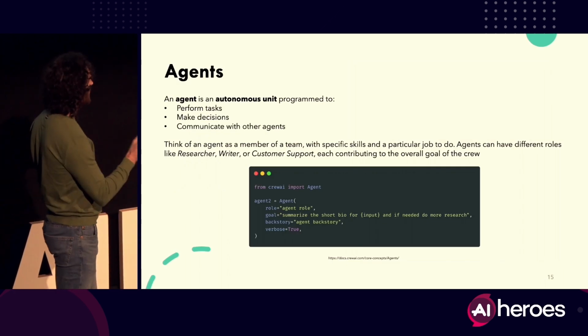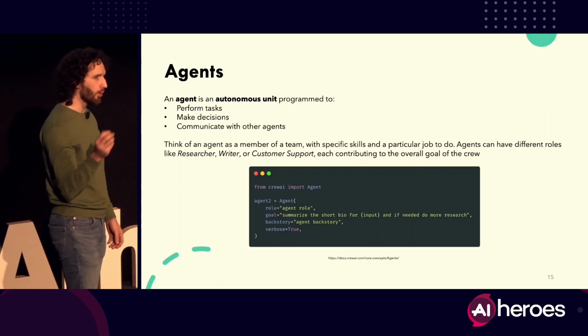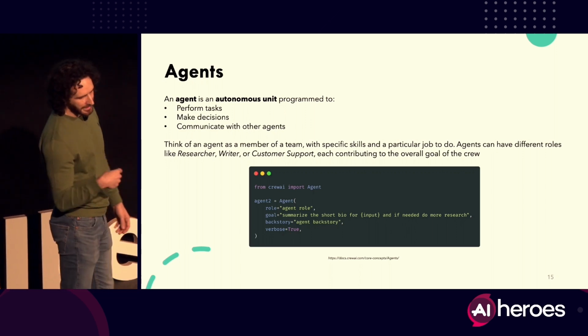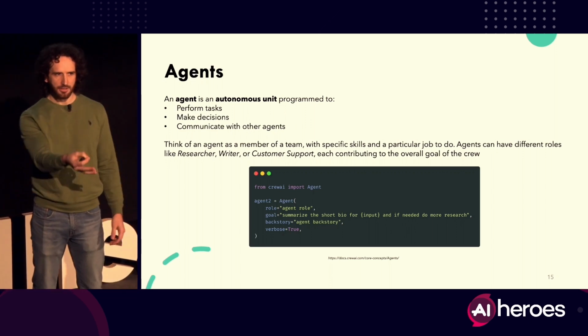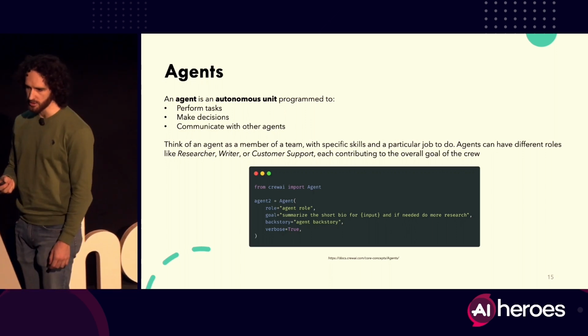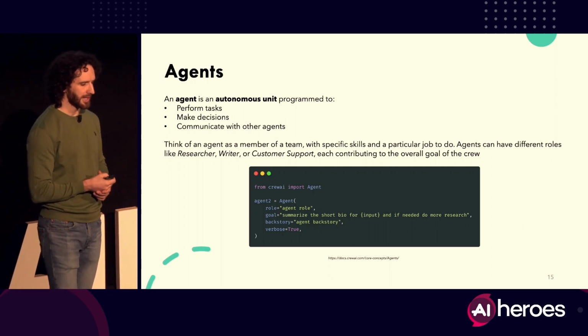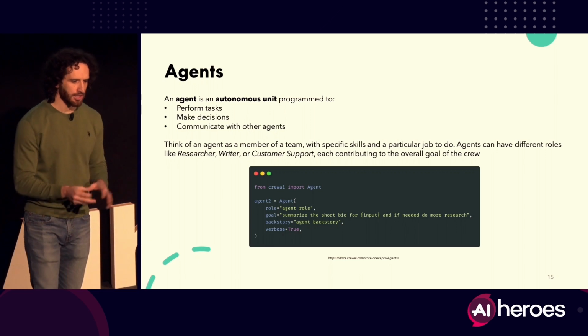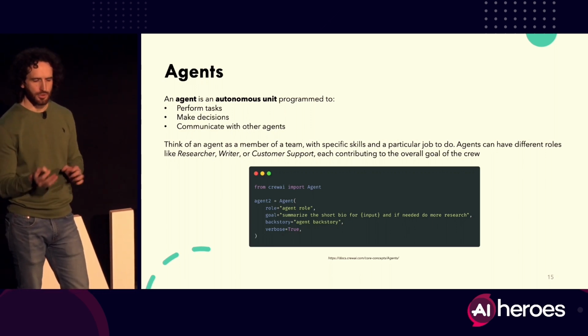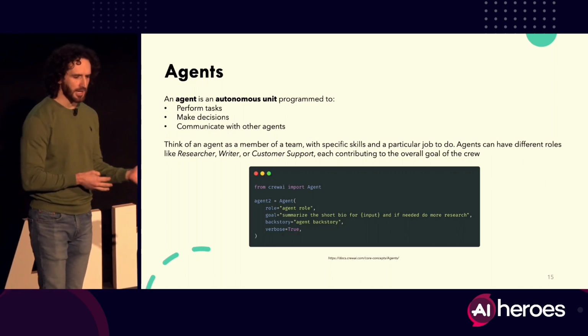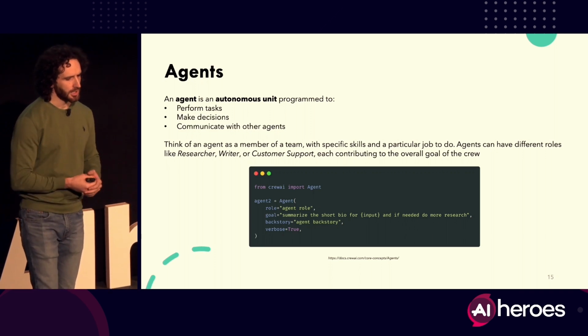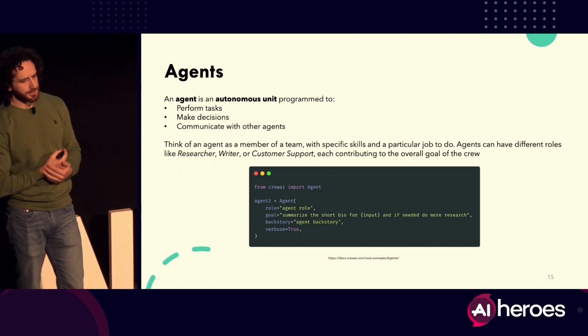Now, let's have a look at the components of this library. I think that since we're going to look into the interface and not the actual implementation, we're going to focus on the business use cases around this package. First, the agent. The agent is this so-called autonomous unit. With the agent, we can perform tasks, we can make decisions, and we can communicate with other agents.